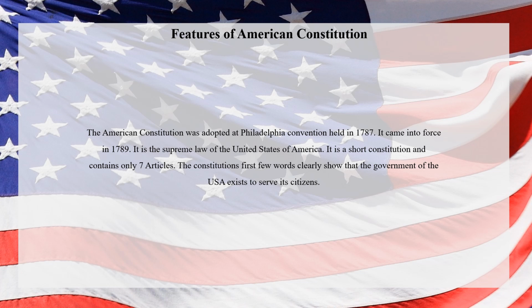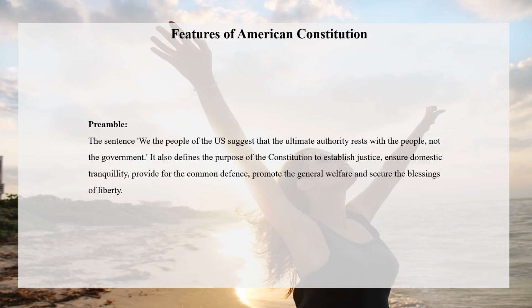It's a short constitution and contains only 7 articles. The Constitution's first few words clearly show that the government of the United States exists to serve its citizens. The features of the American Constitution are as follows.